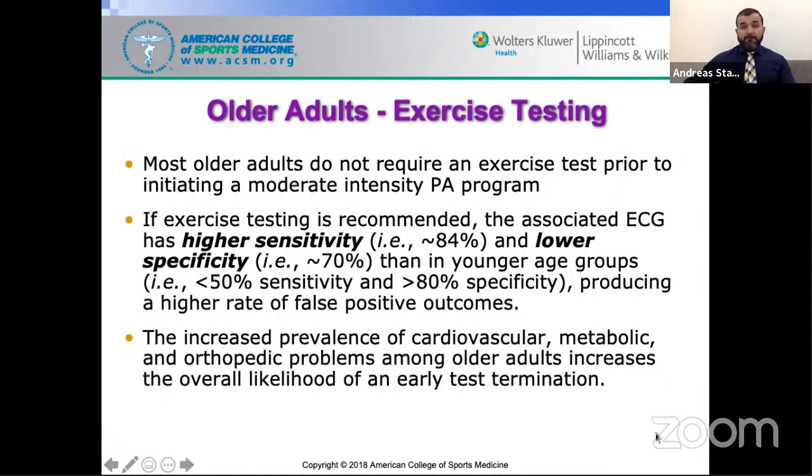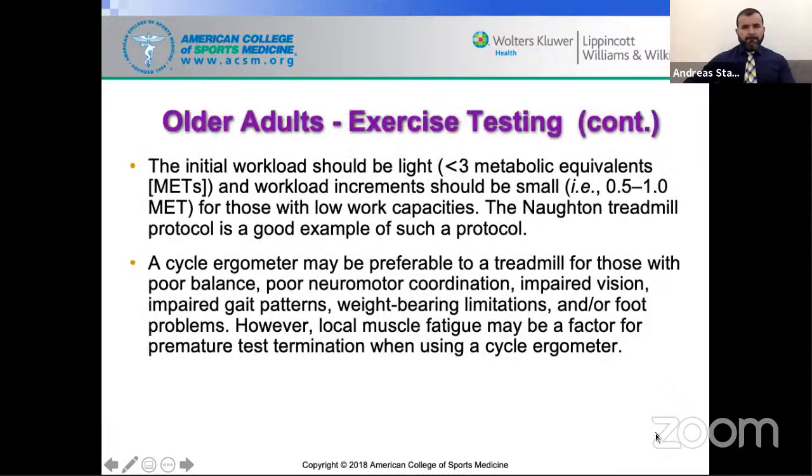We should also know what sensitivity and specificity are, right? We've covered that already. If you don't remember, go back and revisit. Nothing too fancy here. This is the initial workload, less than 3 minutes.